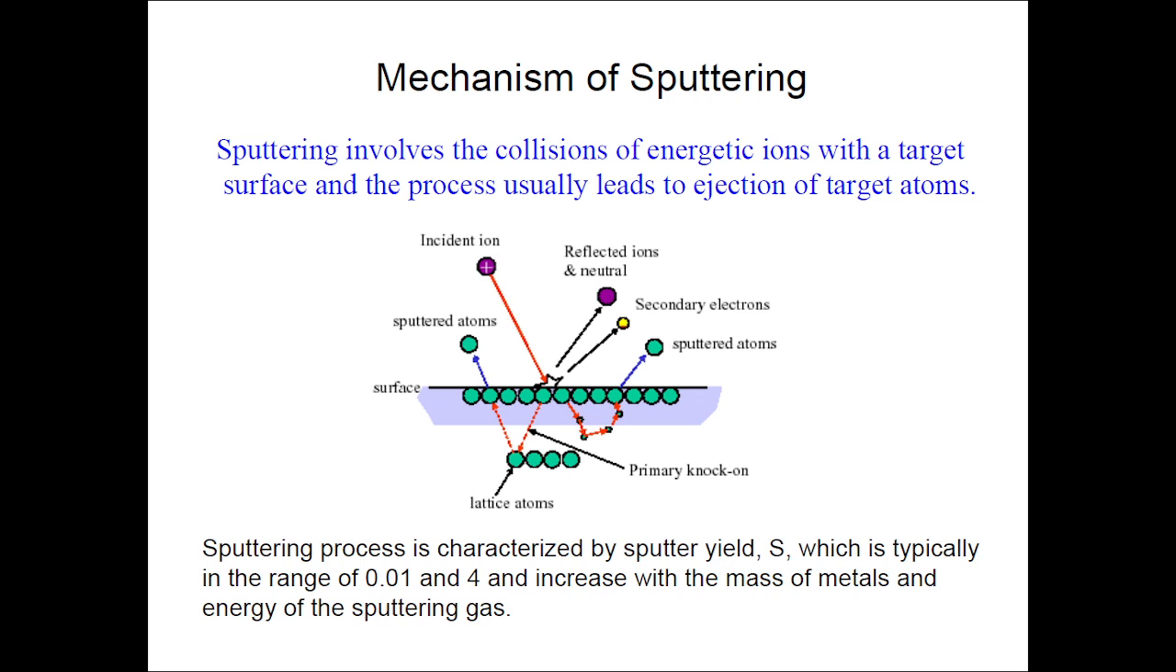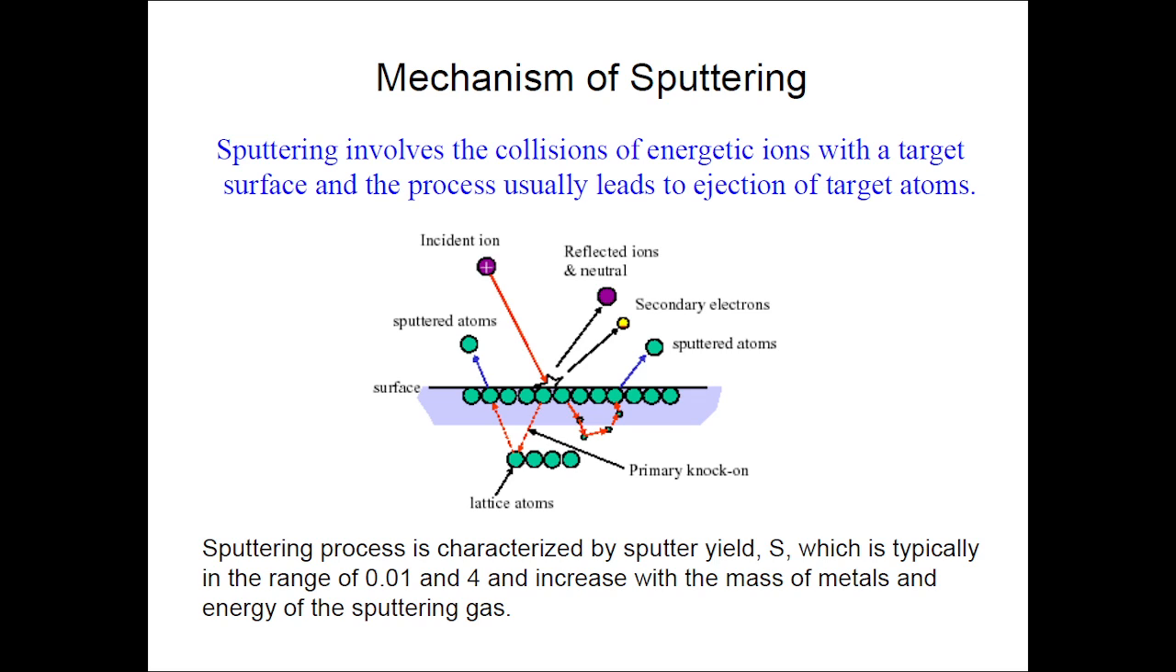Okay, so how the sputtering process is characterized is by considering the sputtering yield. We take S as the sputtering yield, which is typically in the range of 0.01 to 4, and which increases with the mass of the material and the energy of the sputtering gas. That's what I was talking about. So the sputtering yield increases with the mass of the material and the energy of the sputtering gas.